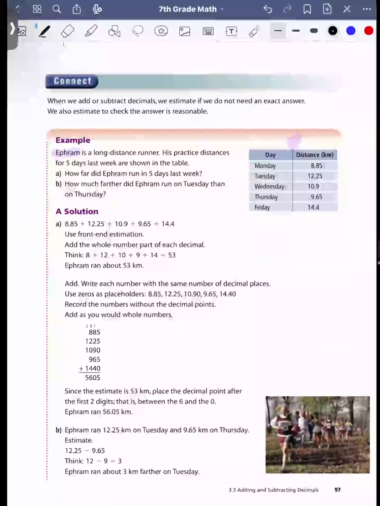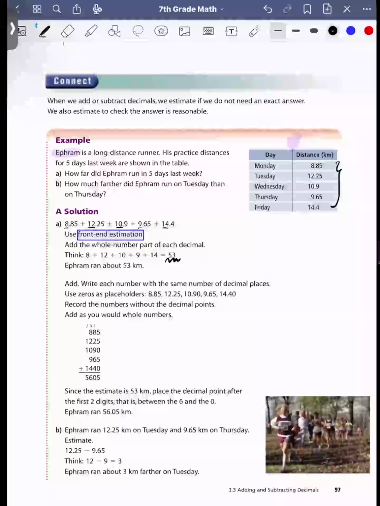지난주에 Ephraim이 얼마나 많이 뛰었는지를 우린 계산할 거예요. So how do we calculate that? It's simple. We just add up all these 5 numbers, correct? 그러면 이 소수들을 다 더해야 되는데 what we're gonna do is use the front-end estimation. front-end estimation이라는 것을 이용해서 한번 풀어볼 거예요. The approach is, you just add the numbers that come before the decimal point. So it's going to be 8 plus 12 plus 10 plus 9 plus 14, which is 53.